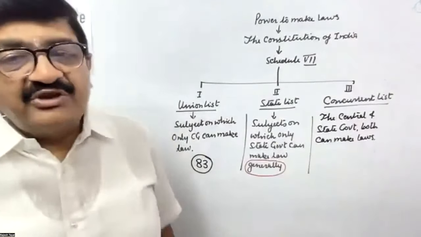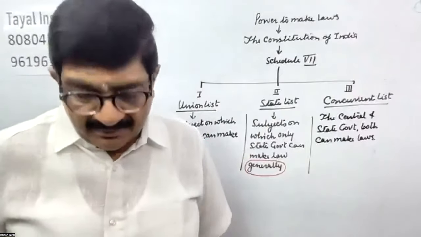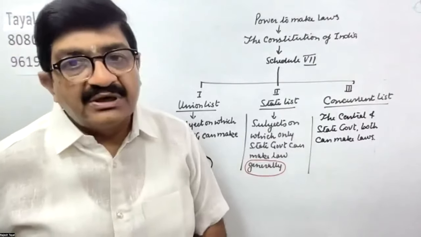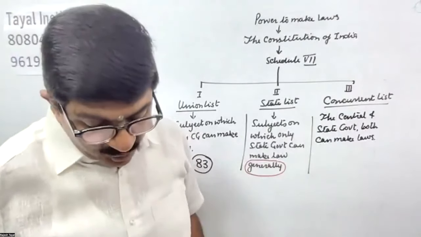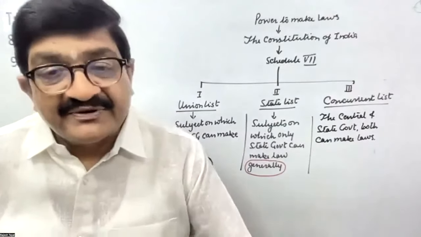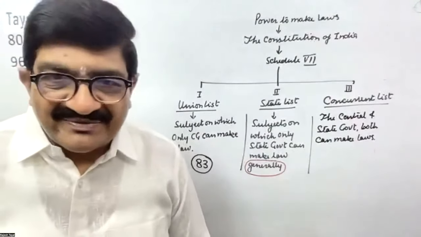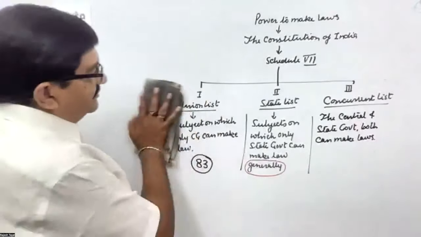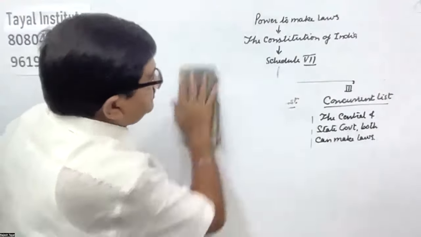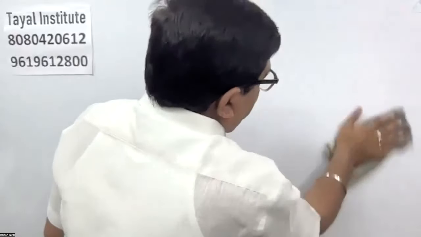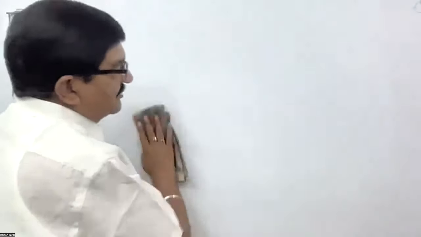Okay, so this is only to give you a background idea that the central government gets the authority to make the law for the imposition and collection of custom duty by virtue of powers given to it under entry number 83 of list number 1 of schedule number 7 of the Constitution of India. So the authority to levy and collect the tax on import and export is given to the central government by the Constitution of India.